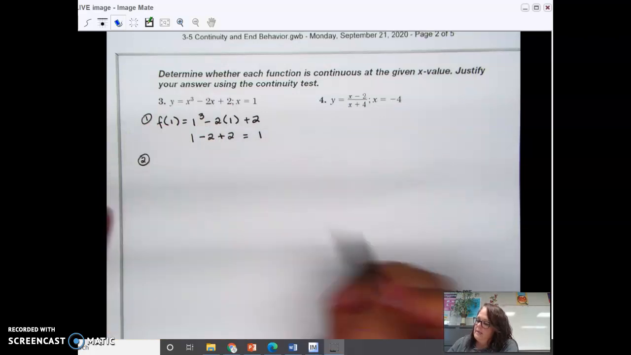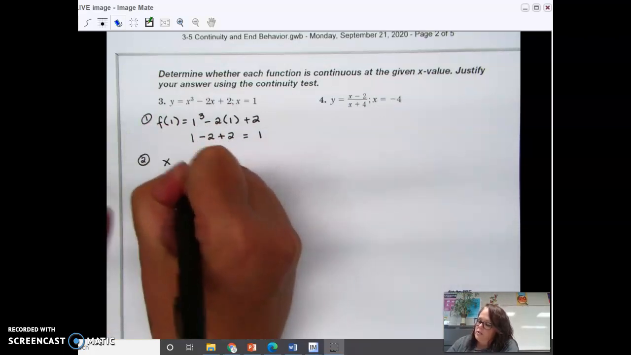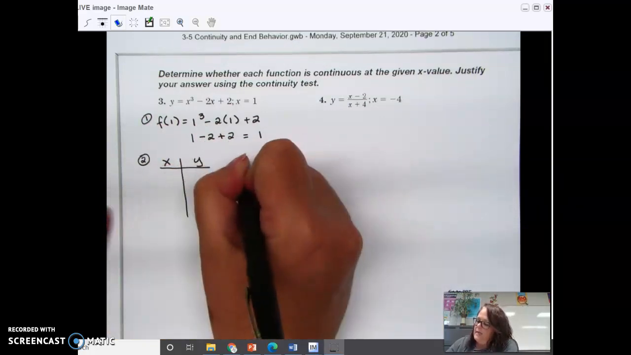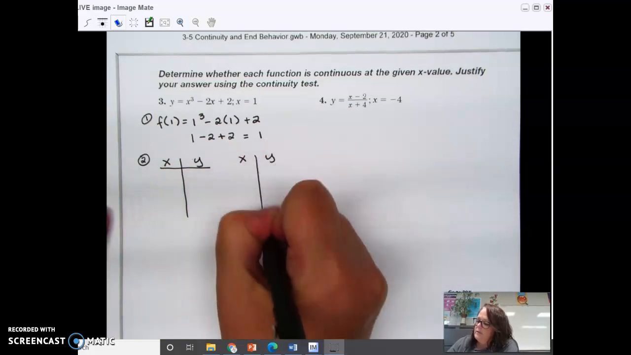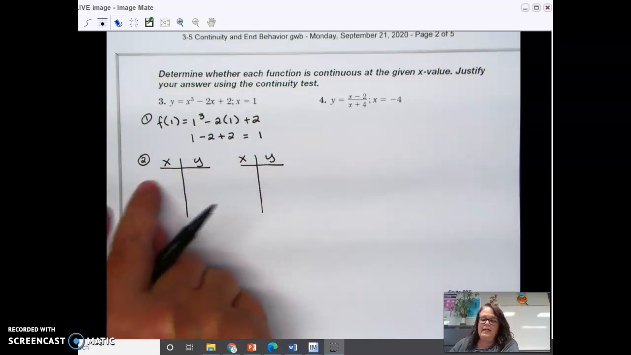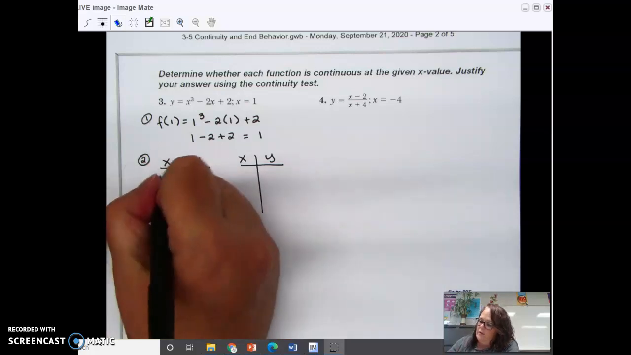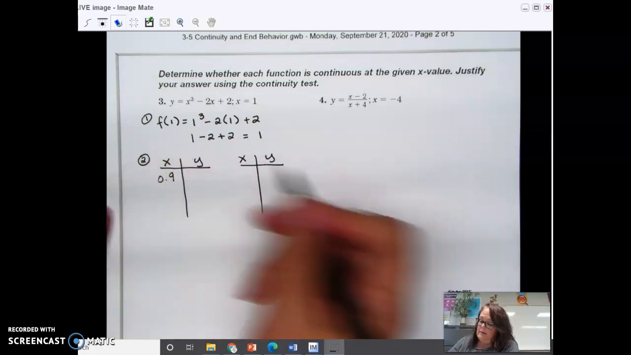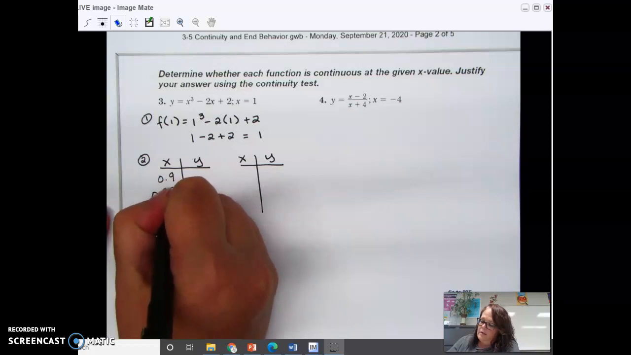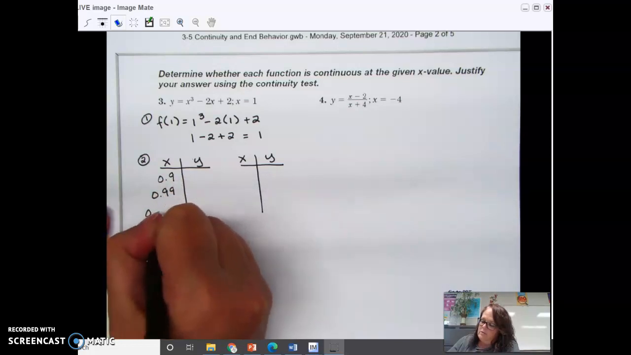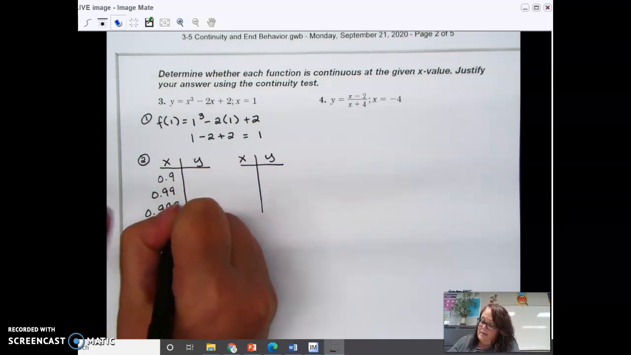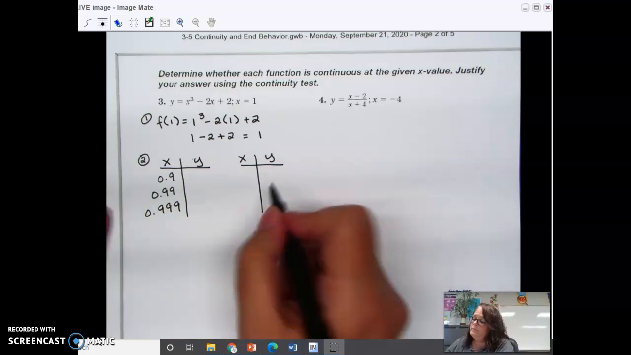Then the second thing is we're going to get xy charts, and one side is going to come from the left, meaning these are going to be values less than 1. A value less than 1 would be like 0.9. And then a little closer to 1 is going to be 0.99, and then 0.999 gets me even closer to 1.